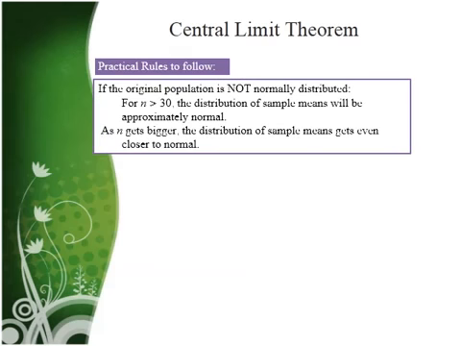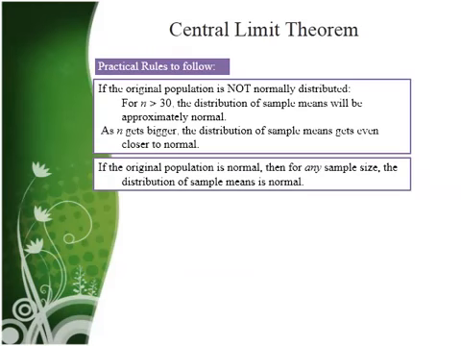Some practical rules to follow. If the original population is not normally distributed, for example, our dice rolling example that we used in the previous section, then for n greater than 30, the distribution of sample means will be approximately normal. As n gets bigger, the distribution of sample means gets even closer to being a normal distribution. If the original population is normal, then for any sample size, the distribution of sample means will be normal.